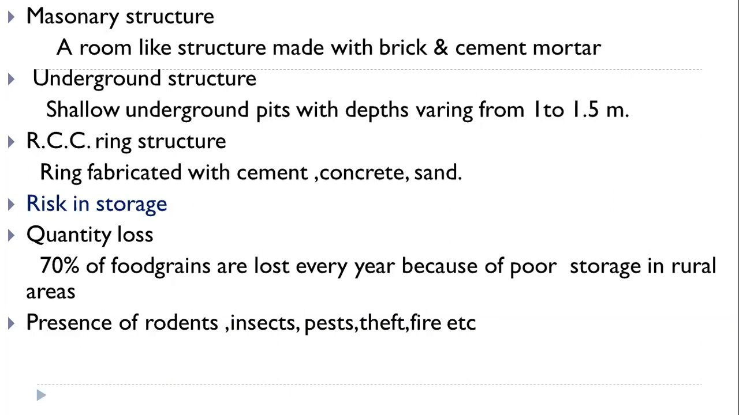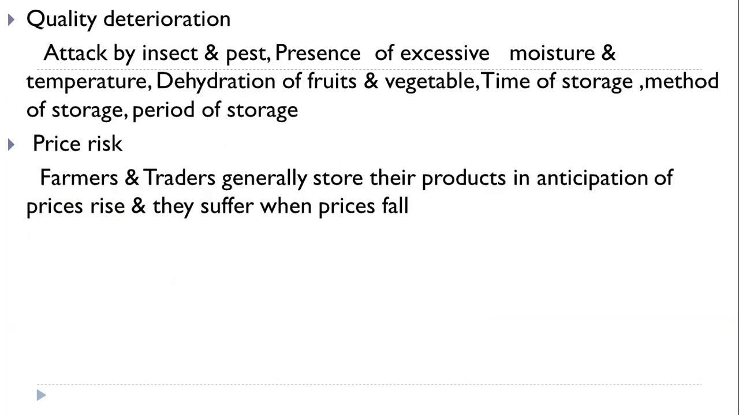Now we see a very important next point about storage, risk in storage. So certain types of risk arise in storage. In that, first very important risk is quantity losses. About 70% of food grains are lost every year because of poor storage in rural areas and due to presence of rodents, insects, pests, hay, fire, etc. There is also quantity loss that takes place.